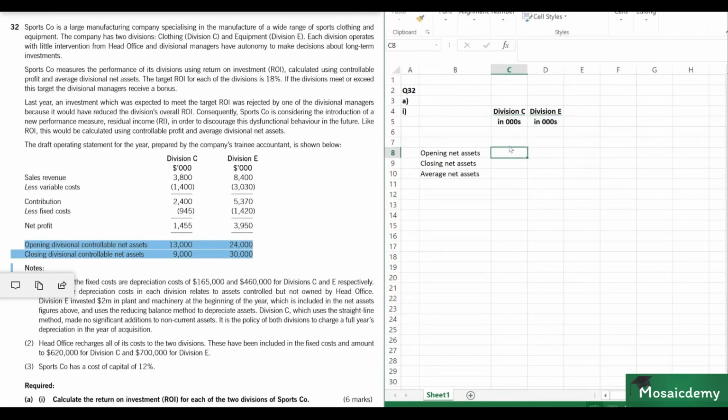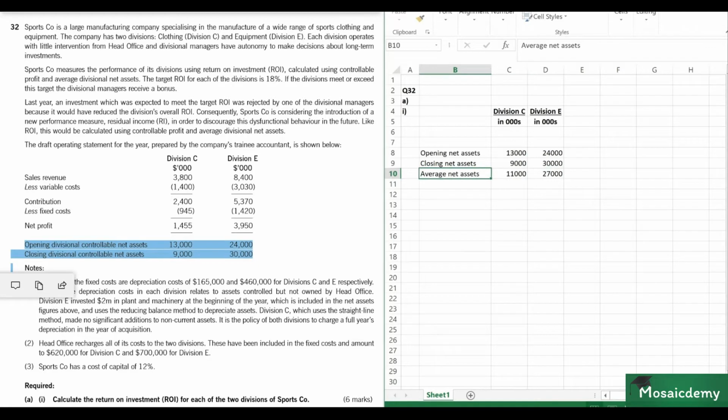Okay, so opening is 13,000, closing is 9,000, and the average would be add these two together and divide by 2. Let's copy this here as well. So this will be 24,000 and 30,000.